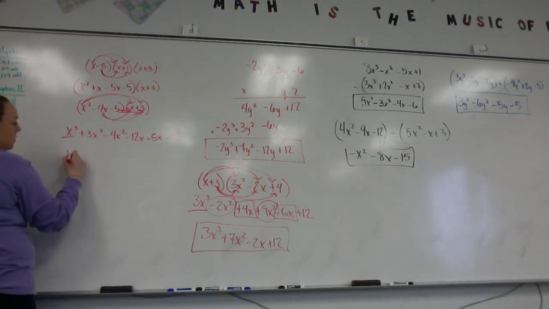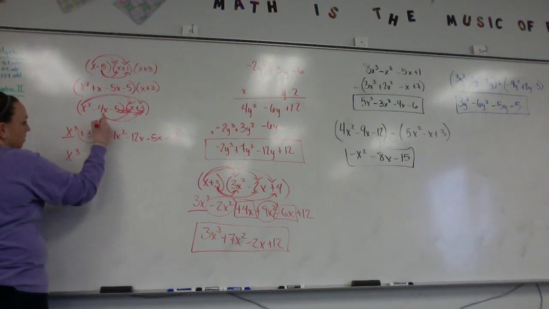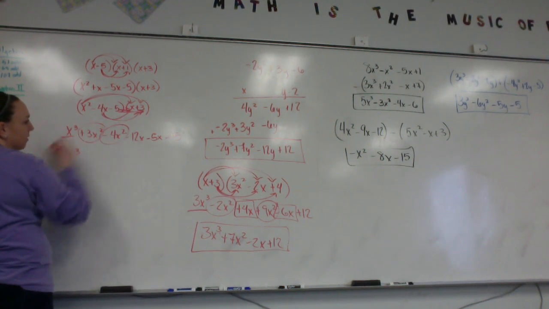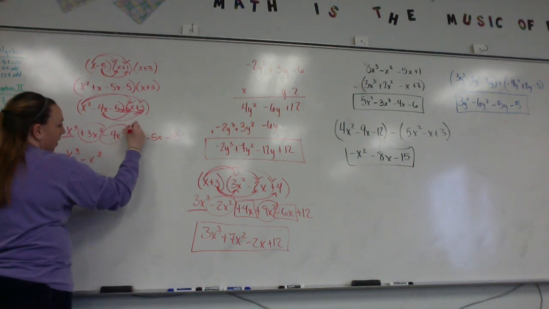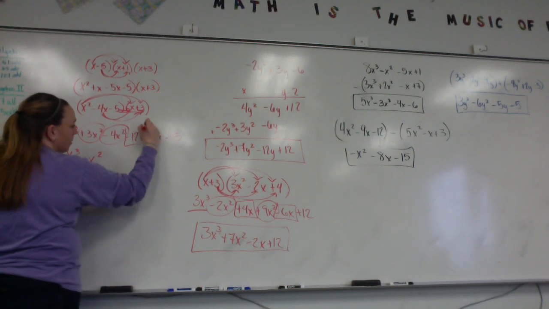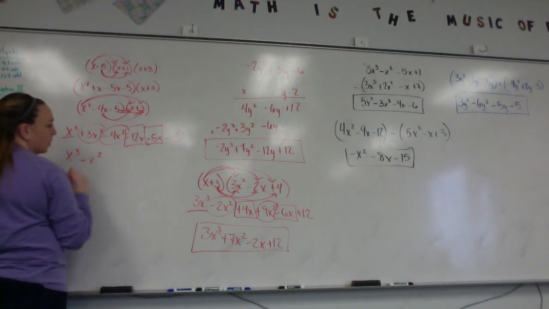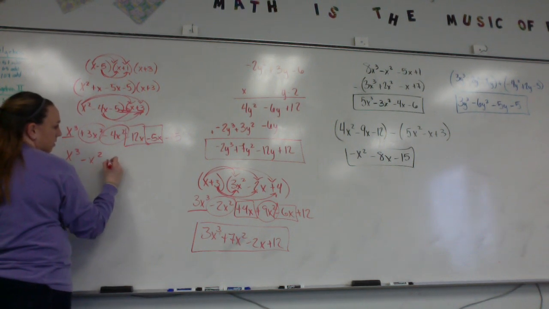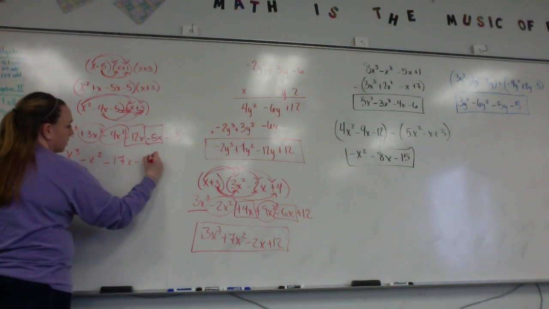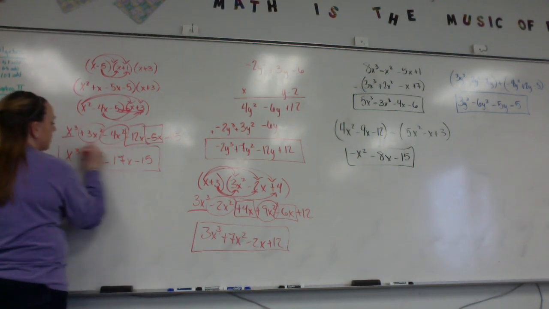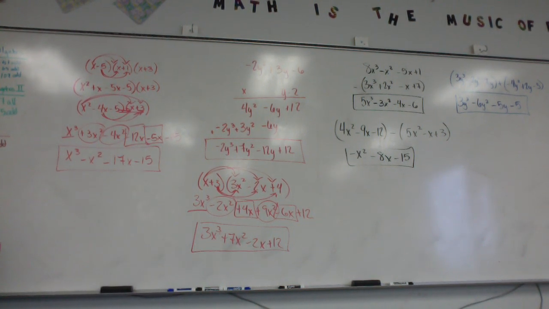I have an x cubed. I have 3x squared and a negative 4x squared. So that gives me what? Negative x squared. I have a negative 12x and a negative 5x. That gives me what? Negative 17x. And then I have a negative 15. So when you see a set of 3, just multiply 2 by FOILing and then multiply the third into it.